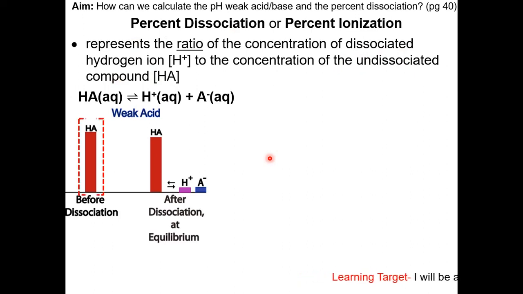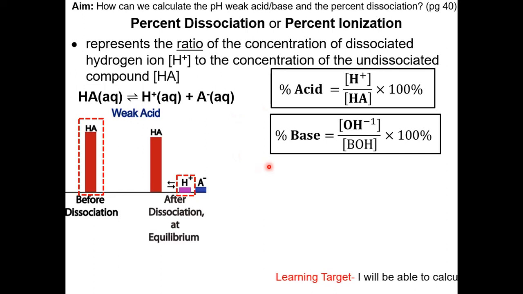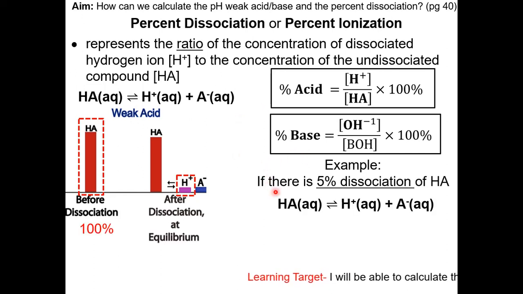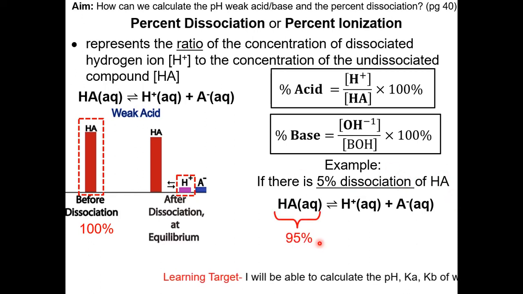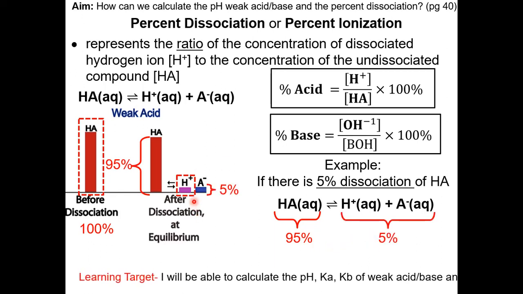Here are the equations for percent dissociation for the acid and percent dissociation for the base. So let's say if you have 5% dissociation of your acid, this means that 95% of your acid is undissociated and only 5% of your acid is dissociated, as you can see from this diagram.